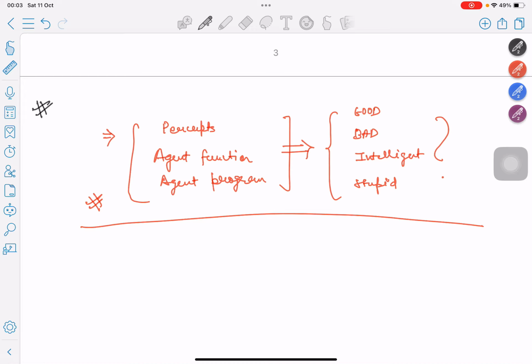From our last video, if you remember, we got to know how agents work and the basic architecture of how an agent works. We learned what percepts are, what the agent function is, and what the agent program is. At the end of the previous video, we discussed rational agents and how we can define what a rational agent's ideal function will be.